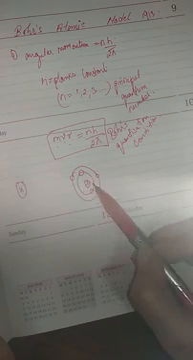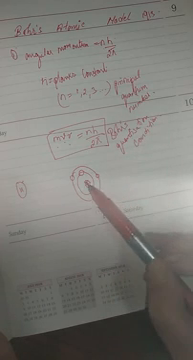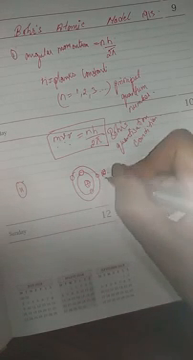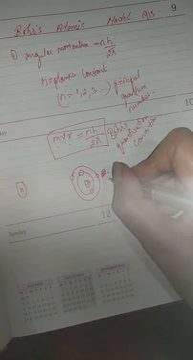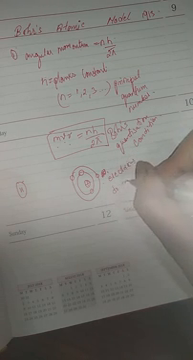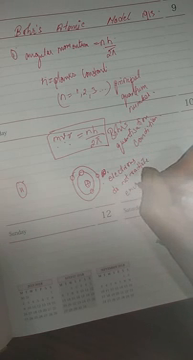So it can only revolve in certain orbits. It does not radiate energy, so there is no loss of energy of the electrons. This is the second one. For the second one, what you can write is: electrons do not radiate energy.